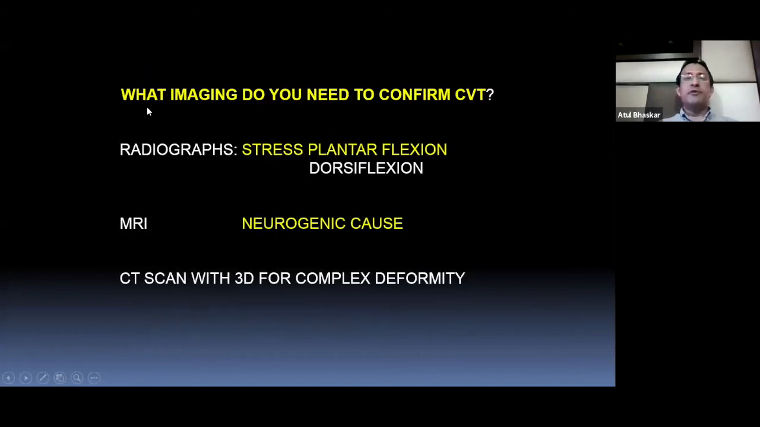So how do you differentiate between a vertical talus and oblique talus? The classical X-ray which has been described is what is called the stress plantar flexion view. And then you can do a stress dorsiflexion view to look at the mobility of the ankle joint. Occasionally, you may need to do an MRI scan if there is multiple joint involvement and you suspect a neurological cause. CT scan and 3D reconstruction are not required unless the child comes to you at a later age and you're planning complex bony osteotomies.